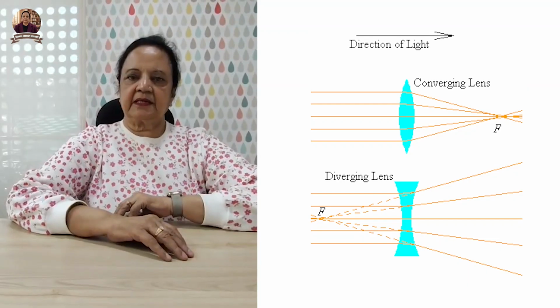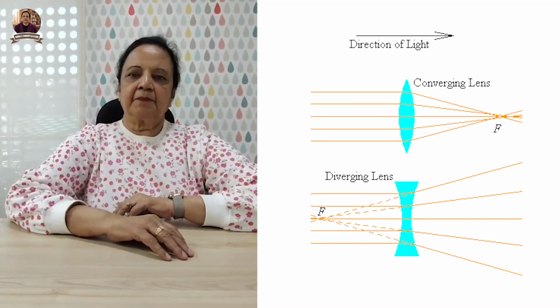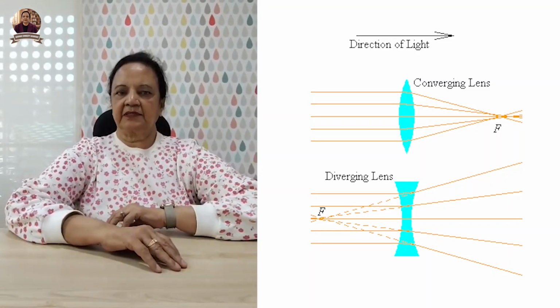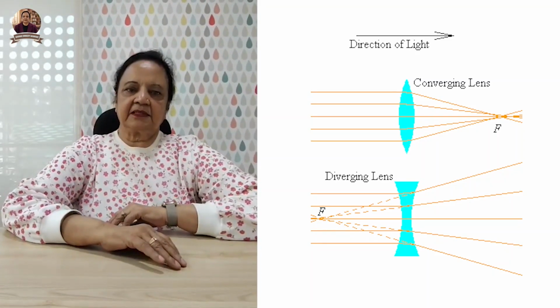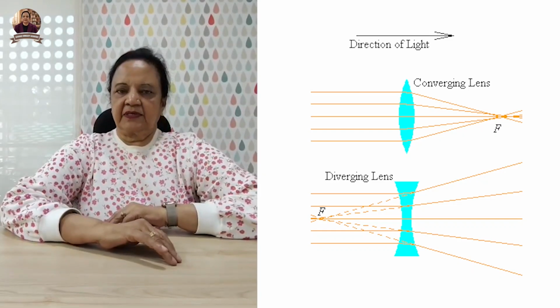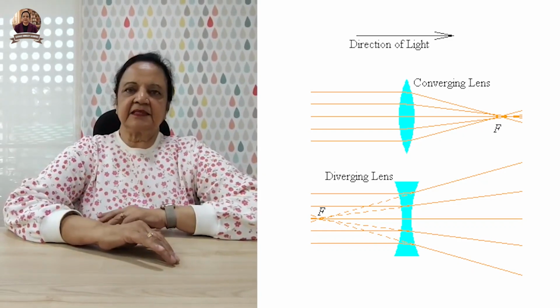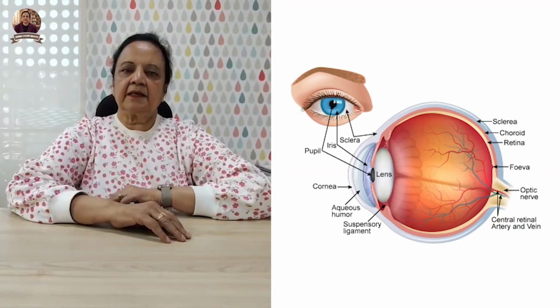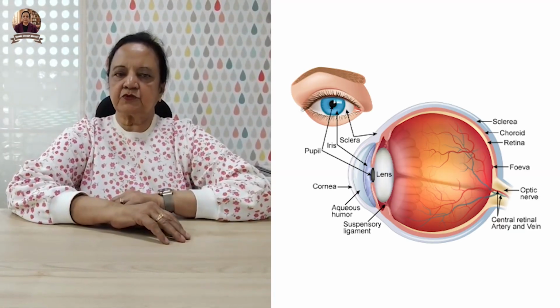Convex lens is thicker in the middle. It bends the light rays inwards, that is, it converges. Concave lens is thinner in the middle. It bends the parallel beam of light rays outwards. That means it diverges. The human eye, it is our optical instrument.